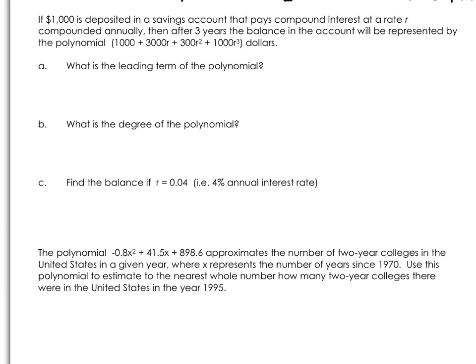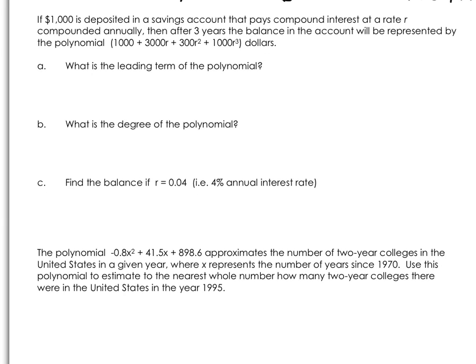If $1,000 is deposited in a savings account that pays compound interest at a rate R, compounded annually, then after 3 years the balance in the account will be represented by the polynomial 1,000 plus 3,000R plus 300R squared plus 1,000R cubed dollars. What is the leading term of the polynomial? The leading term will be the term that has the variable raised to the highest exponent, 1,000R cubed. What is the degree of the polynomial? 3.